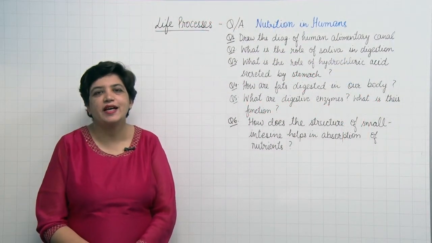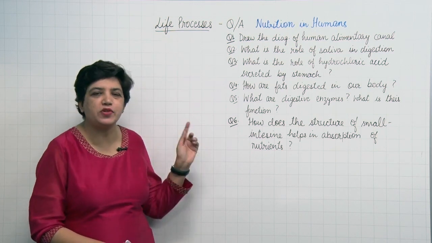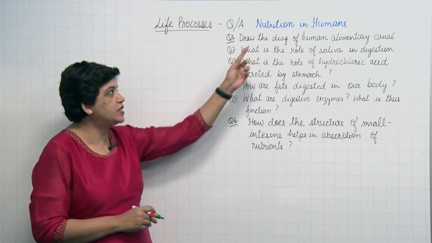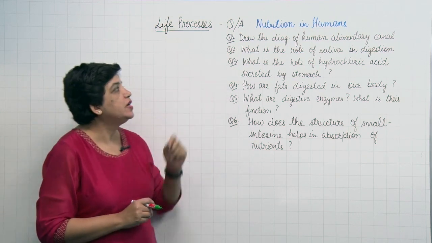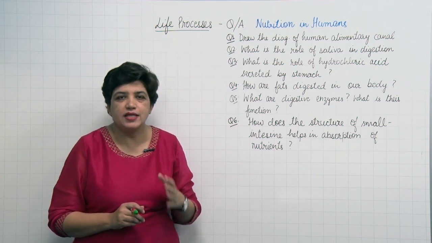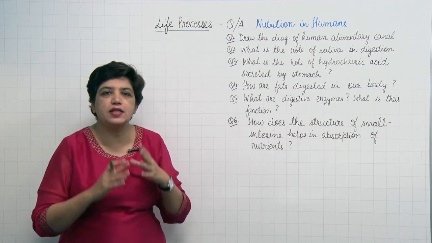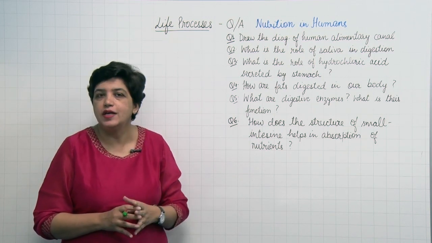So students, in this video I'll take up some important questions from the chapter Life Processes. So the first topic, nutrition in humans. Question number 1. Draw the diagram of human alimentary canal. As you know, alimentary canal is the digestive system in human beings right from the mouth till the rectum through which the food passes.